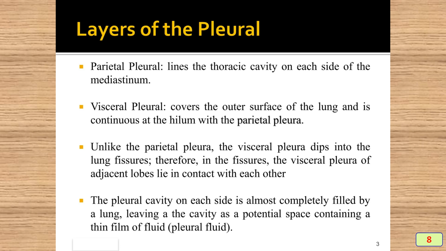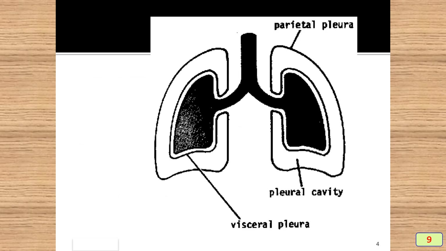The visceral pleura dips into the lung fissures. Therefore, in the fissures, the adjacent visceral pleura lie in contact with each other. The pleural cavity on each side is almost completely filled by a lung, leaving the cavity as a potential space containing the thin film. So this is the human lung, and the pleura is the outer coat, followed by the pleural cavity, and the visceral pleura.